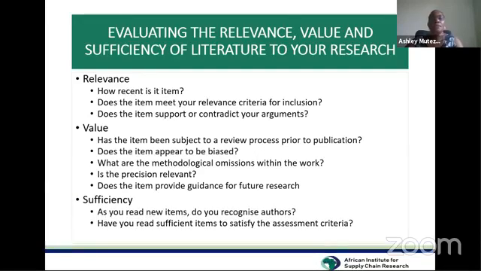And then in terms of sufficiency, do you read new items, and do you recognize the authoritative authors in the discipline? If you write a literature review without acknowledging the gurus of that discipline, then your literature review might be inadequate. The examiner might send it back to say this is inadequate. So you ask yourself, do you have sufficient items to satisfy the assessment criteria? Again, you need to look at the assessment criteria of an institution and see whether your literature review is satisfying that criteria.